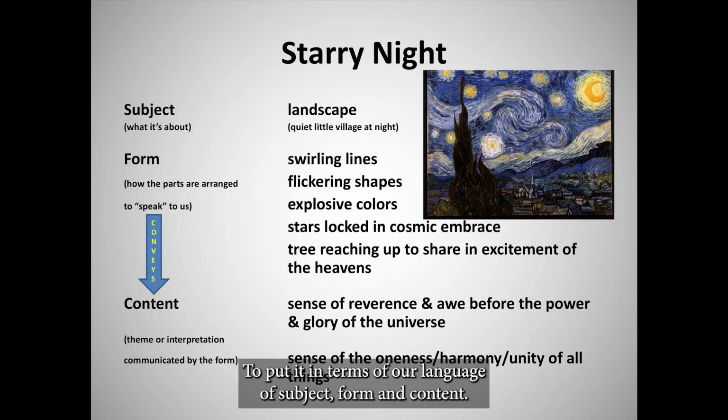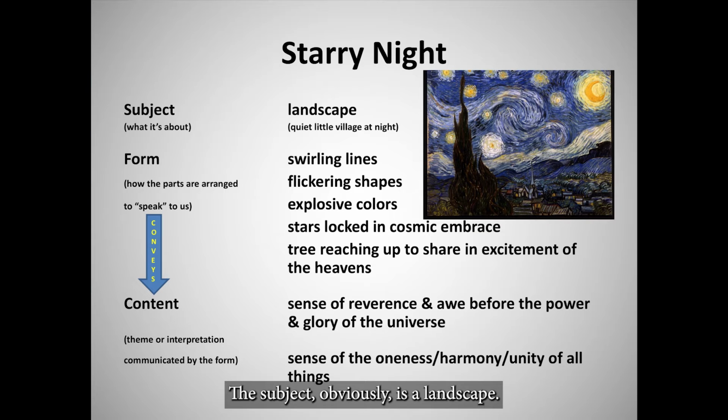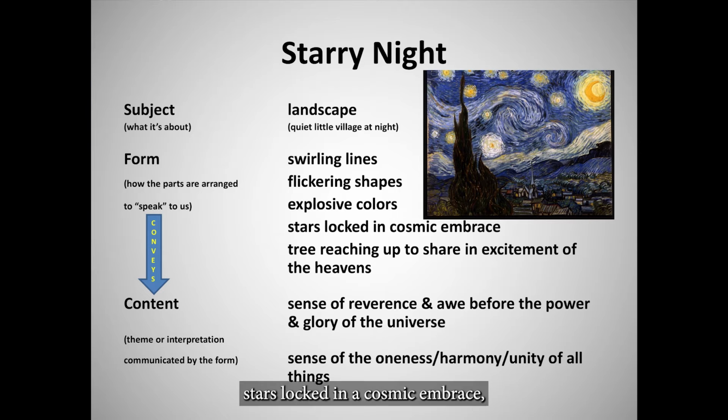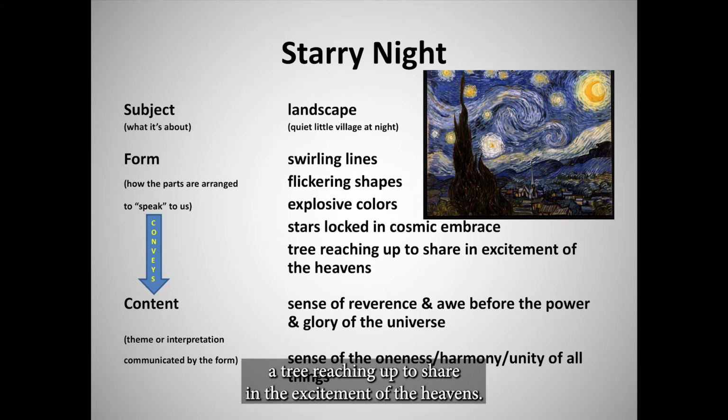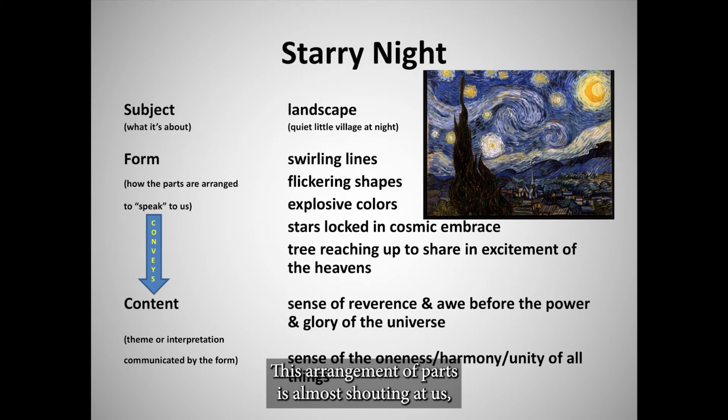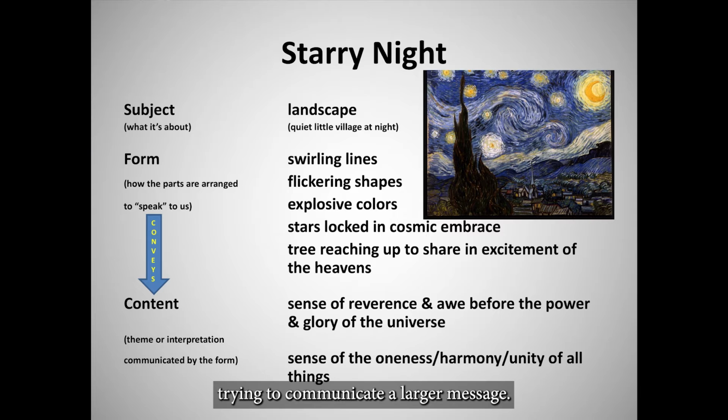To put it in terms of our language of subject, form, and content, the subject, obviously, is a landscape, a quiet little village at night. The forms, which are arranged to speak to us, include swirling lines, flickering shapes, explosive colors, stars locked in a cosmic embrace, a tree reaching up to share in the excitement of the heavens. This arrangement of parts is almost shouting at us, trying to communicate a larger message.